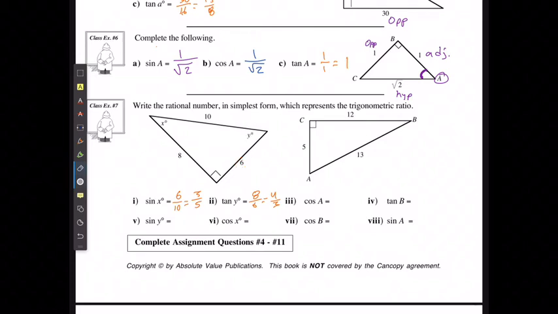For question 3, it says that I'm looking at angle A, and it wants the cos of A, so the adjacent of 5 divided by the hypotenuse of 13. Then it wants the tangent of angle B. So it's looking for the opposite of 5 over the adjacent of 12.